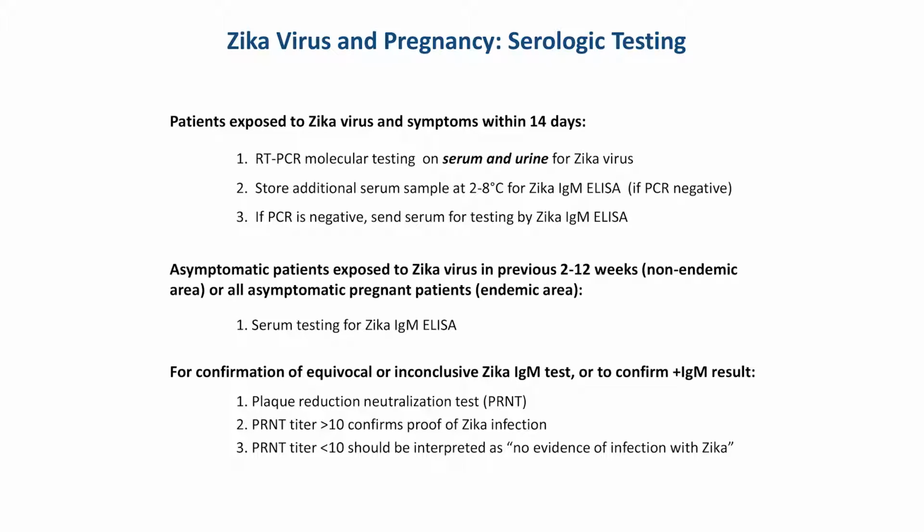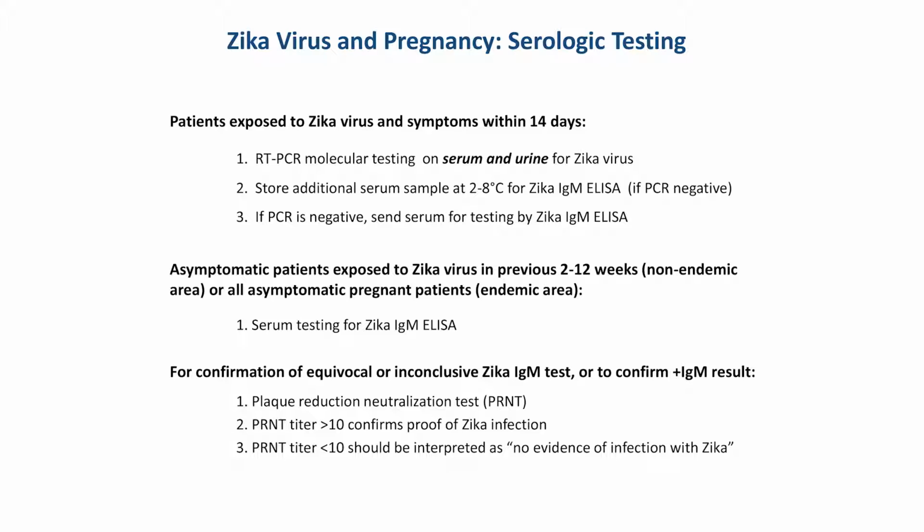If you're in that window of time between 2 weeks and 12 weeks of exposure, then you do the antibody test. So you only do the RNA test if it's been within 2 weeks. Everybody else gets the antibody test.